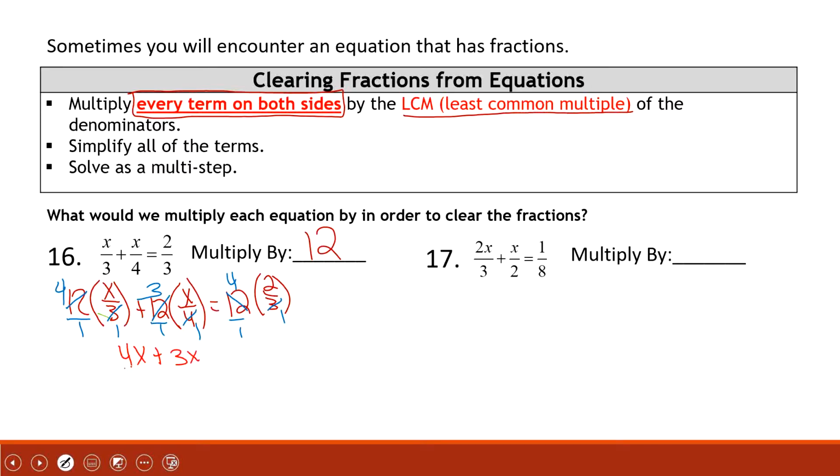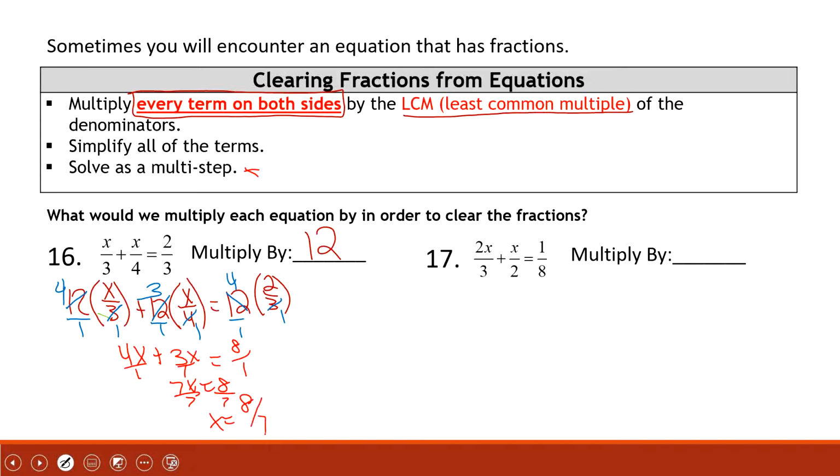Again, if you want, these are all still over 1, but we always remember the ones just cancel each other out and go away. And this is really 8 over 1. So my equation is really 4x plus 3x equals 8. Now we're just back to our multi-step solving process. Combine my like terms. I end up with 7x equals 8. Trying to get x by itself, I divide both sides by 7. I'm left with x equals 8 over 7.